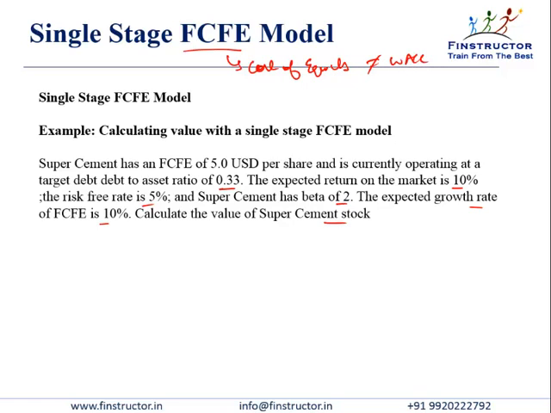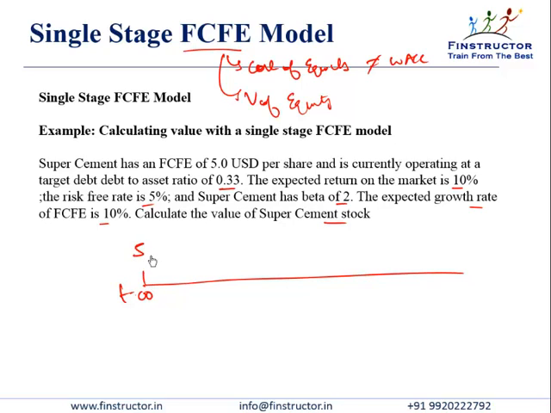And secondly, this discounting will give us the value of equity, not the value of the firm. So at t equal to 0, again we are given that the historical free cash flow to equity has been 5 USD per share. At t equal to 1, this will grow at the rate of 10%, or it will become 5.5, so on and so forth until infinity.